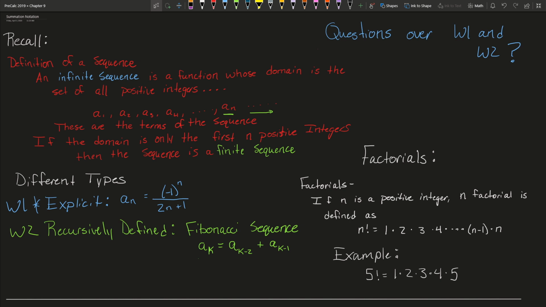Couple things I want to do today. I want to review what we did last week: reviewing what a sequence actually is, the different types of sequences, and a little bit of factorials. And then I want to review the homework, so W1 and W2. I'll probably be focused more on W2 than anything, but if you have questions over W1, we can go over that maybe just a little bit later.